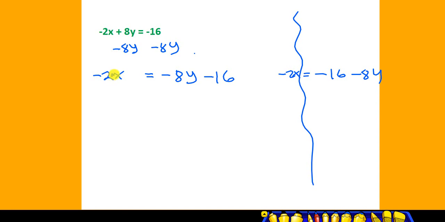That's a multiplication. What's the opposite of multiplication? Okay, now the question is, what should I divide? Negative 2 or positive 2? Negative 2. Okay? So divide by negative 2, divide by negative 2.